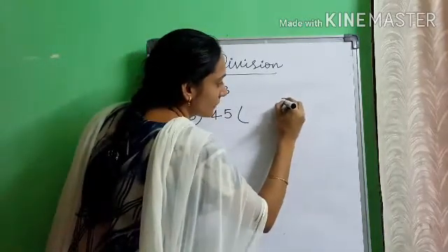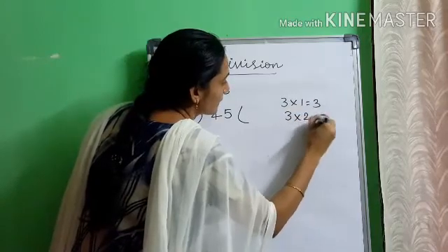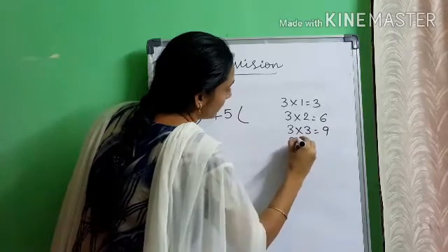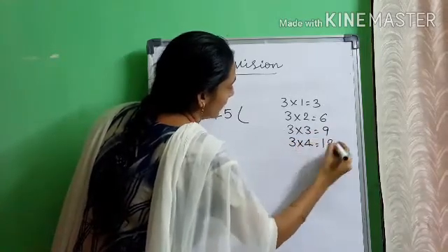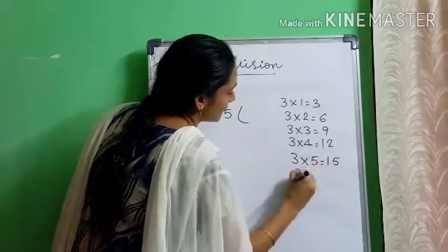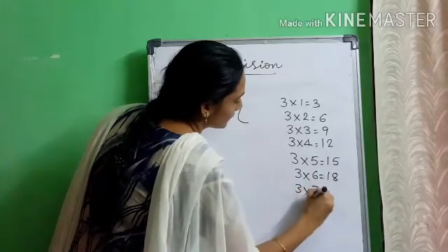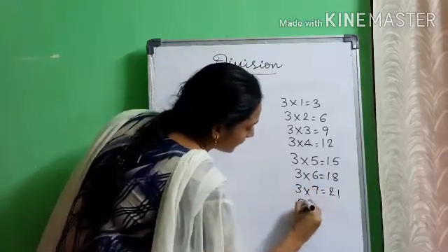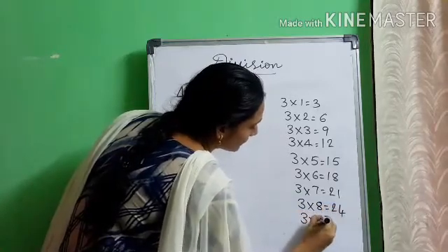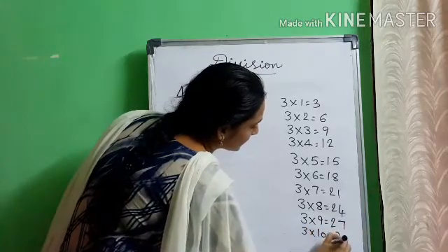3 ones are 3. 3 twos are 6. 3 threes are 9. 3 fours are 12. 3 fives are 15. 3 sixes are 18. 3 sevens are 21, 3 eights are 24, 3 nines are 27, 3 tens are 30.